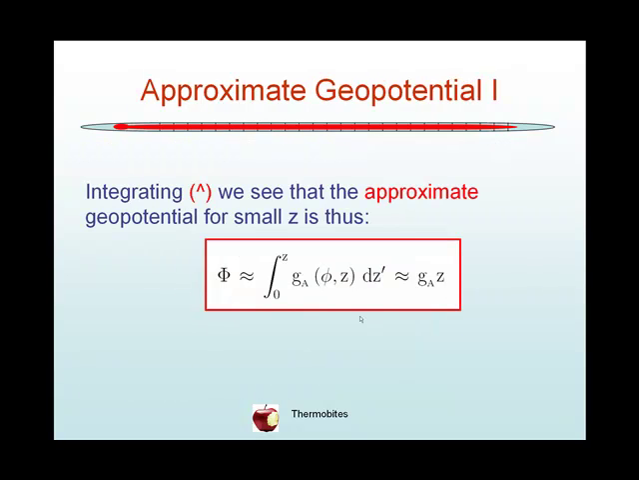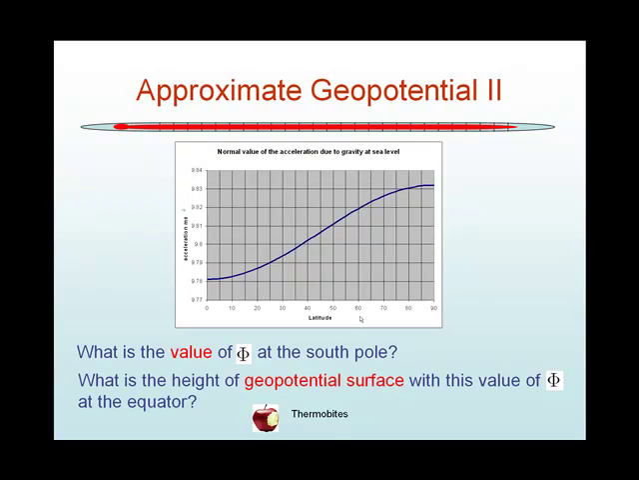Now, integrating the equation we had earlier, we see that the approximate geopotential for small z is the equation there. Phi is equal to Ga times z, because the dependency upon z is very weak. So consequently, we can work out the height of our geopotential surfaces. Here's our approximate geopotential again. So what is the value of geopotential at the South Pole? What is the height of the geopotential surface with this value of geopotential at the equator?